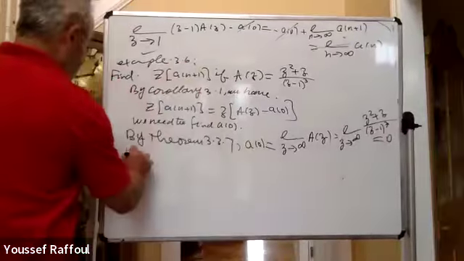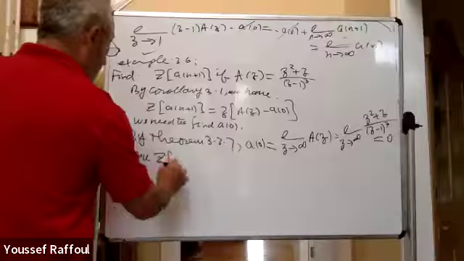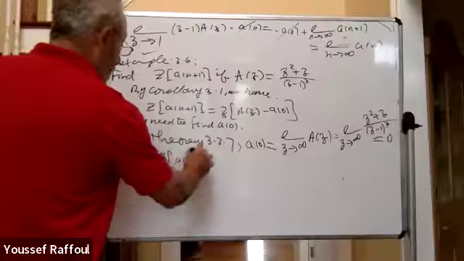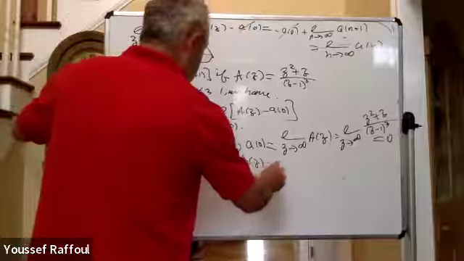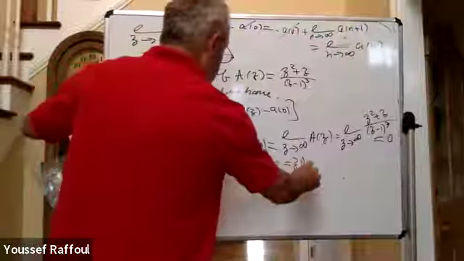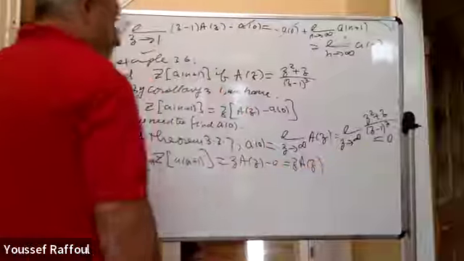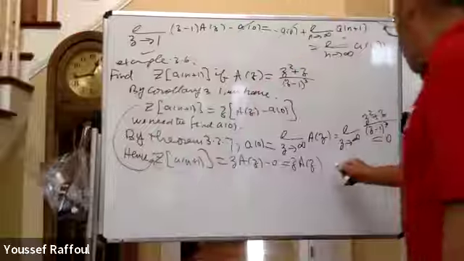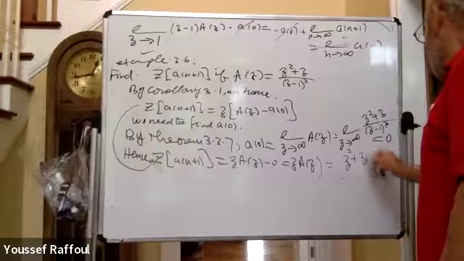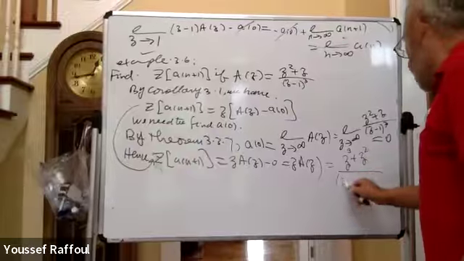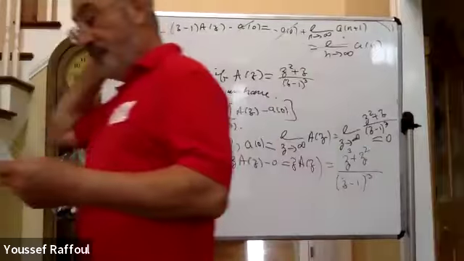Hence, Z of a_{n+1} equals z A(z) minus 0, that is z A(z) from here, and that is (z cubed plus z squared) over (z minus 1) cubed.